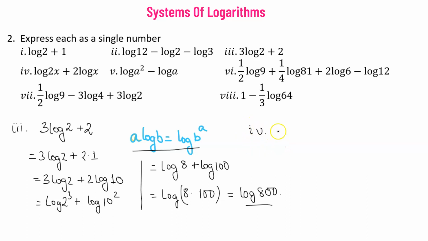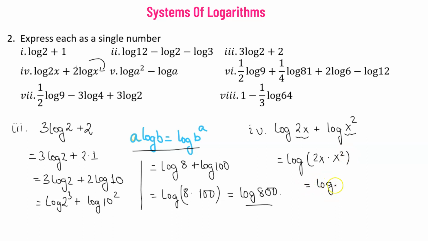So problem number 4, we have log of 2x plus 2 times log x. What we can do is raise x to the power of 2. So that means we have log of x squared, which means the same thing as 2 times log of x. Now this is a and this is b. That means we can use the property, since there is a positive sign here. So we have 2x multiplied by x squared, and this is going to give us log of 2x cubed. So this is the value of log of 2x plus log of x squared expressed as a single number.